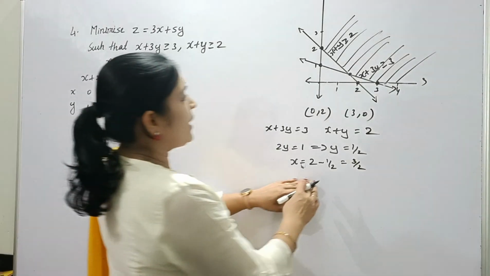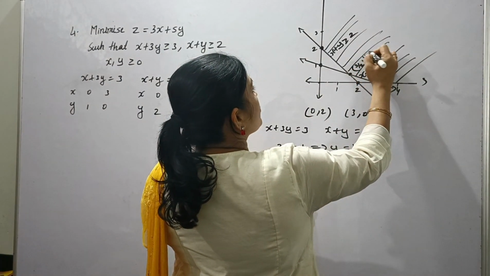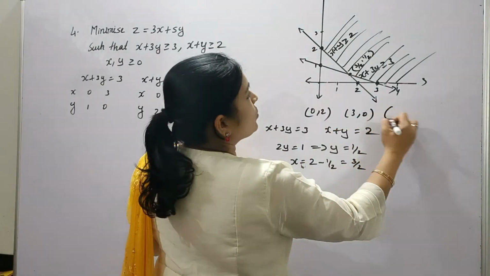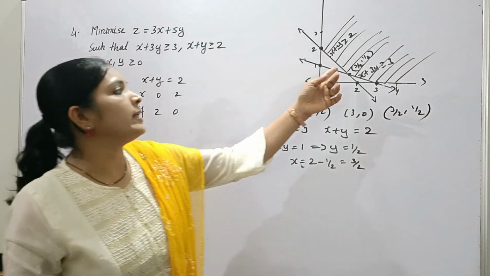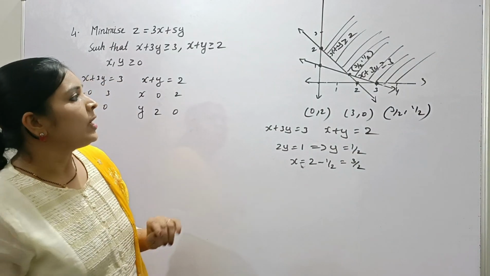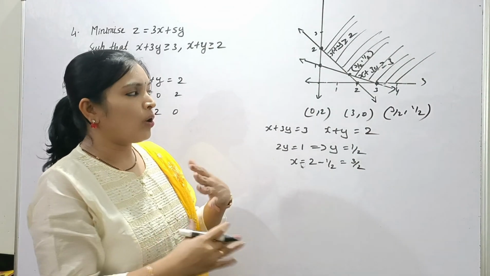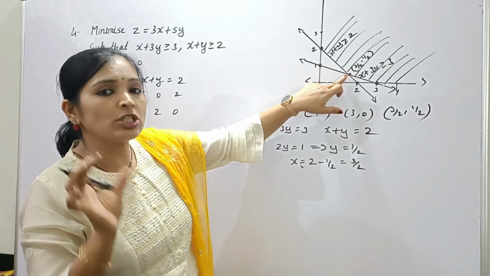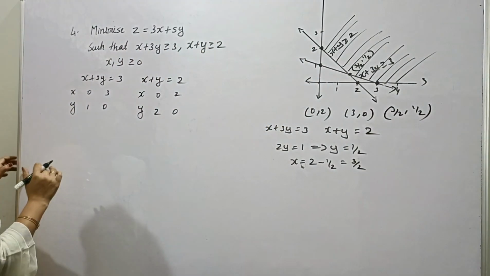Okay. So here, this point is (3/2, 1/2). So (3/2, 1/2) is also a point contained in this feasible region, right? Okay. Now let's find at which point this z is minimum. Let's find one by one.